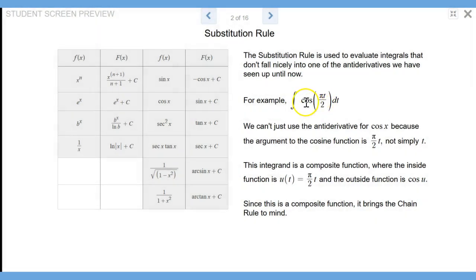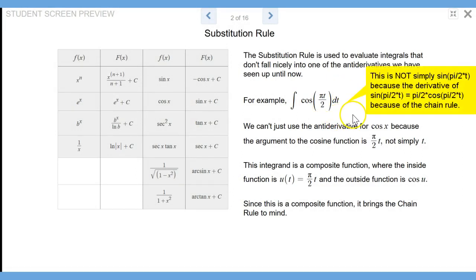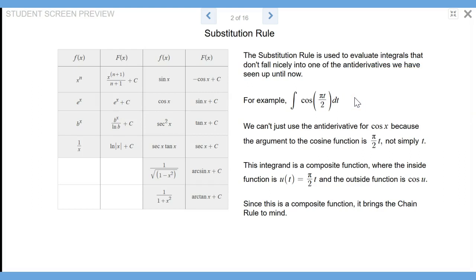So this is not simply equal to the sine of pi over 2t because you have a composite function, right? And when you take the derivative of sine of pi over 2t, it should equal this. But I know that using the chain rule, the derivative of sine of pi over 2t is going to be pi over 2 times the cosine of pi over 2t. Remember, the derivative of the inside times the derivative of the outside. So I need to do more work, but that is a good place to start.